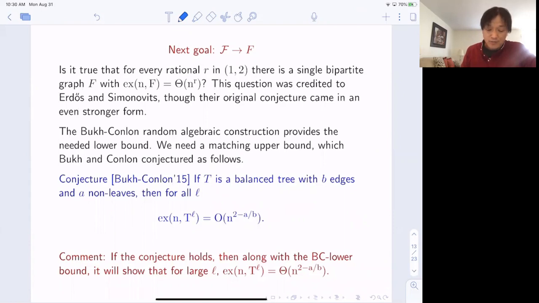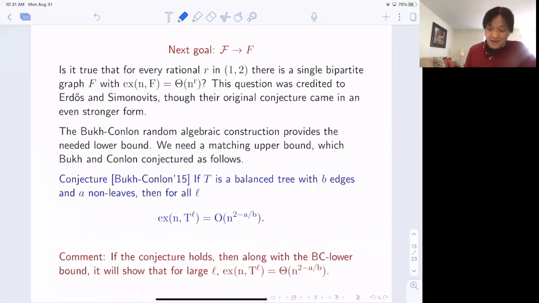So if you remember the discussion about the Bukh-Conlon lower bound construction, it forbids every member of the family to appear. So in particular, if you single out any particular member, it also works, right? It's also a lower bound. So we just need a matching upper bound. Now, in the Bukh-Conlon case, the upper bound is very straightforward. But if we want to force one particular member F, then it becomes much, much more difficult. And in fact, that's what they conjectured.